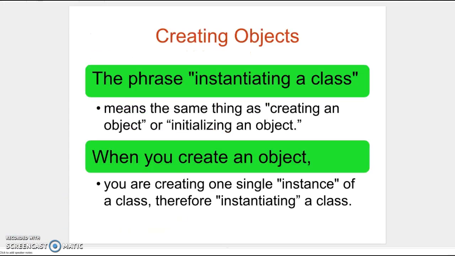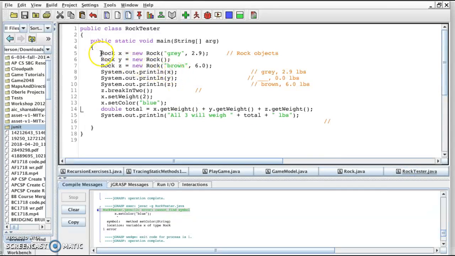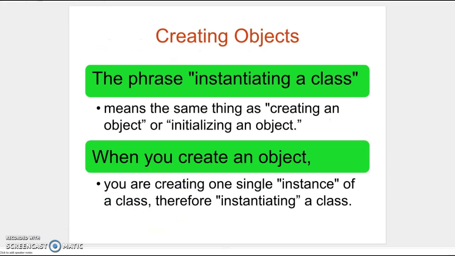Okay, so just some extra terminology. So we talked about creating the object, initializing it. With the constructors, the actual term is called instantiating. So this is instantiating the object X, instantiating Y, instantiating the object, or we can say that X is an instance of Rock. Y is an instance of Rock. So that terminology comes up a lot, an instance of a class or instantiating an object.